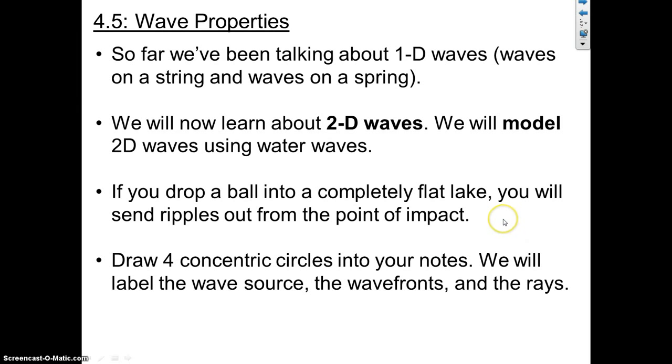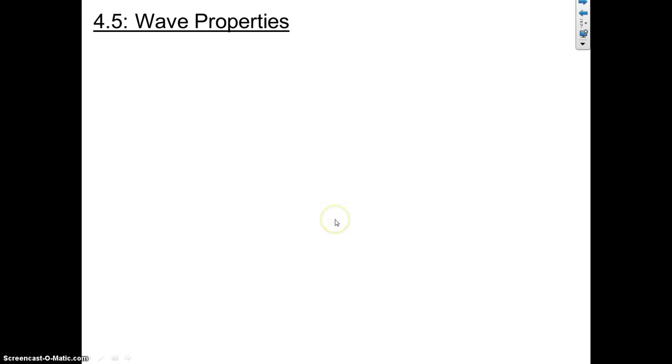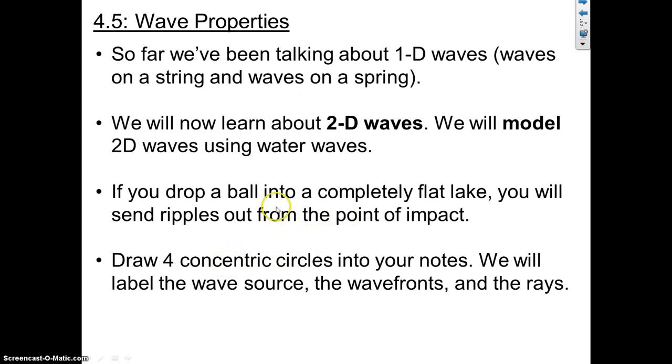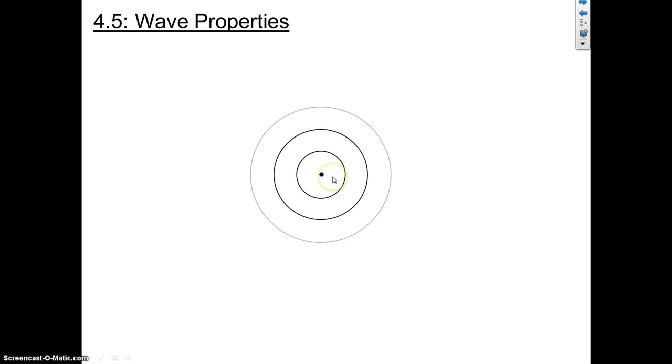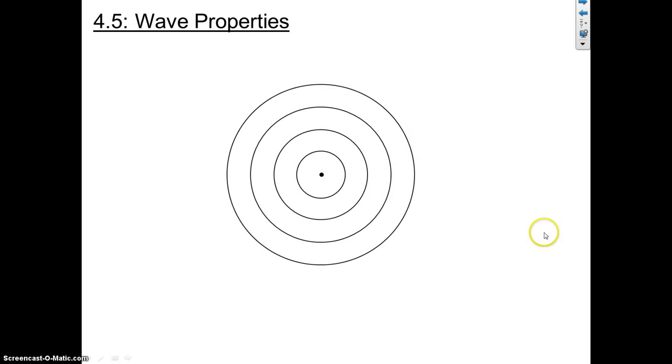So in your notes, I want you to draw 4 concentric circles, and these will represent the four particular ripples that have had time to spread out. We are going to label these, and first I'm going to show you the 4 circles you should have, and then we're going to look at some definitions, and then we'll add in labels after the definitions have been explained. So here is the source, right? This is where that ball hits the lake. So it hits the lake and then it bounces up and down. And these ripples are sent out like that. So draw those 4 ripples, those 4 circles, into your notes in the space provided.